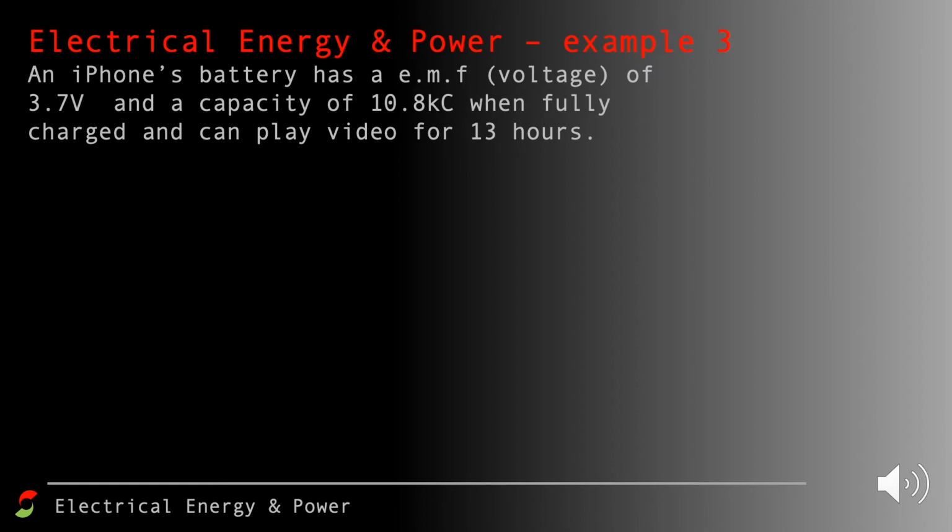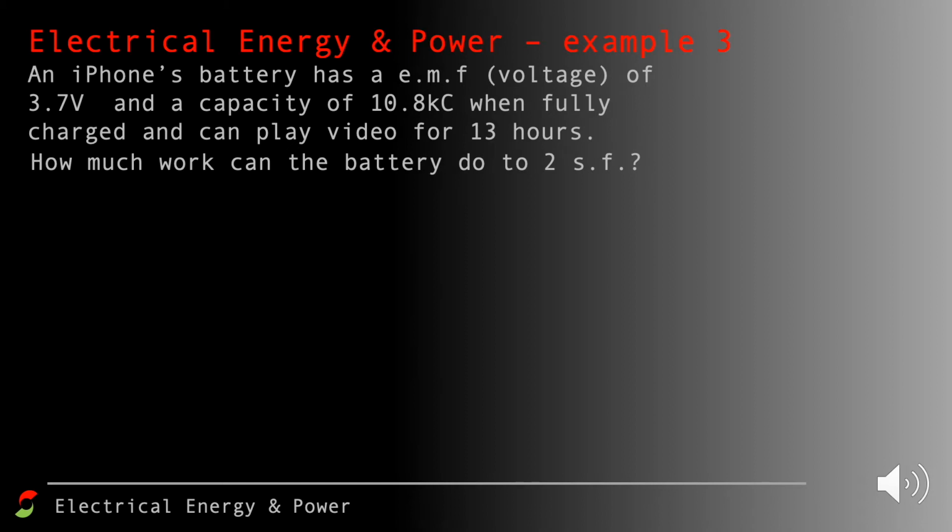2022 or beyond. Anyway, so apparently it has a battery where the information on the battery is 3.7 volts for its EMF or voltage, and that battery has a capacity where it can store 10.8 kilocoulombs of charge when fully charged, and that means apparently that it can play video for non-stop 13 hours before it completely discharges. And what we're going to do is calculate, first of all, how much work the battery can do given that information. And we're going to quote it to two significant figures.